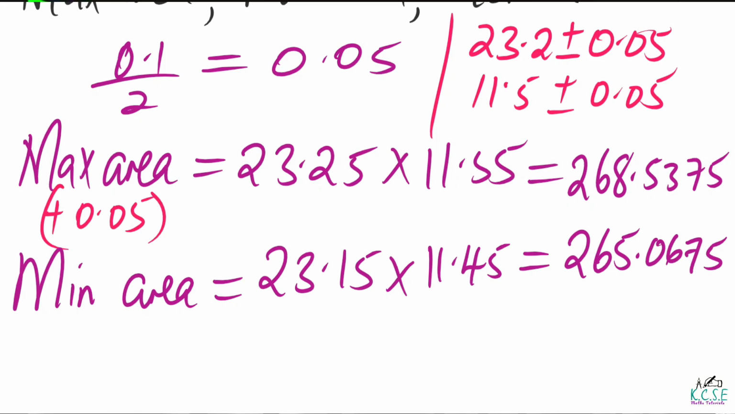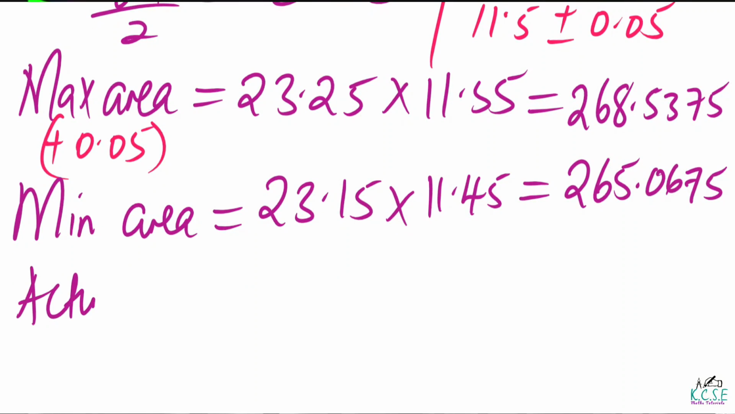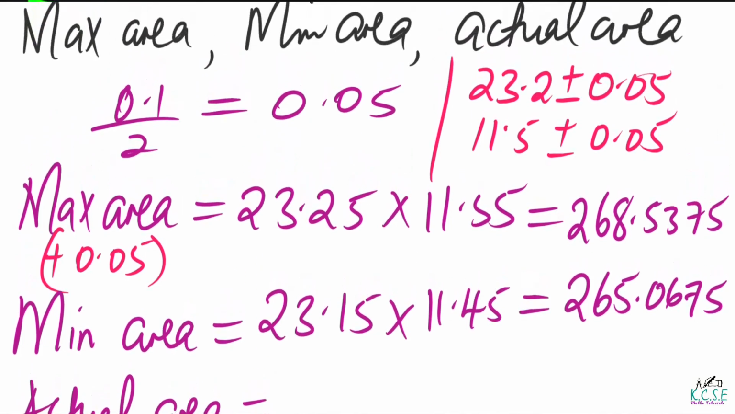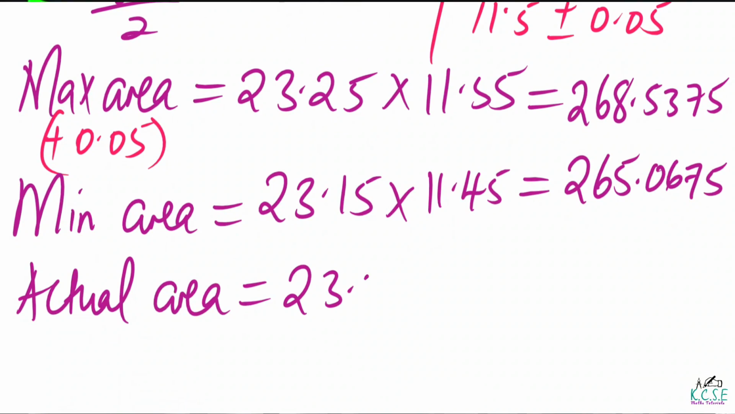The next thing that you need to get is the actual area. For the actual area, we use the raw figures without adding the limit. So 23.2 multiplied by 11.5. When you multiply that, this is what you get, 266.8.